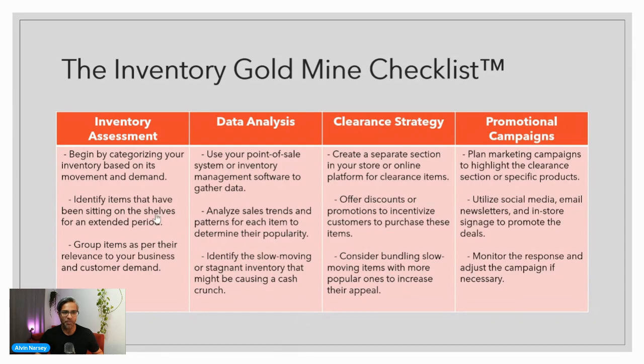What I want to go through is how we go about turning this excess inventory into cash, what it's really all about, okay? And so the first thing that we need to do is you basically need to assess your inventory. You want to make sure that your inventory is already categorized and that you have a system in place for identifying items that have been sitting on your shelf for an extended period of time. And you want to be able to group your items as per the relevance to the customers and the business in the marketplace, right? This is real basic stuff, the inventory assessment.